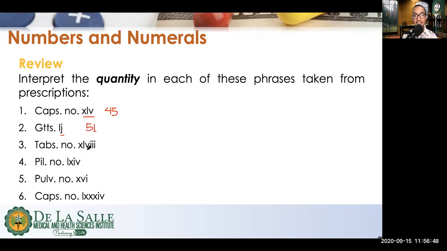Next is XLVII. So this is 40. Then this is 8. So this is 48. And then this one, LX. Okay, so this is reversed. The smaller number comes after the larger number. So we add them together. So this one is 60 and IV is 4. So 64.